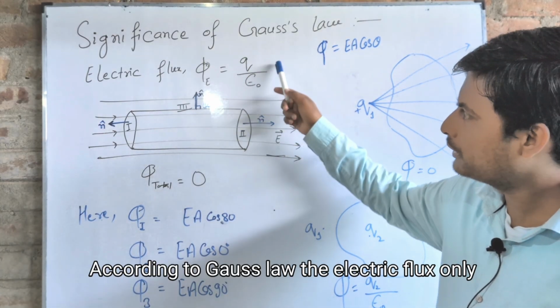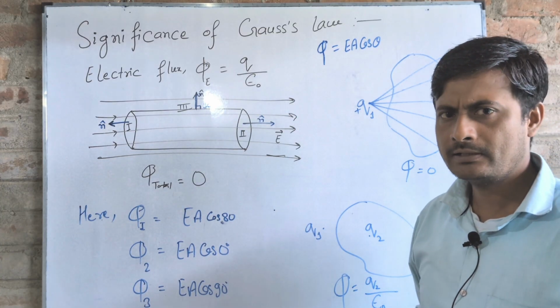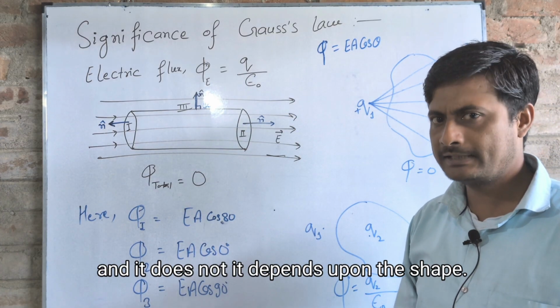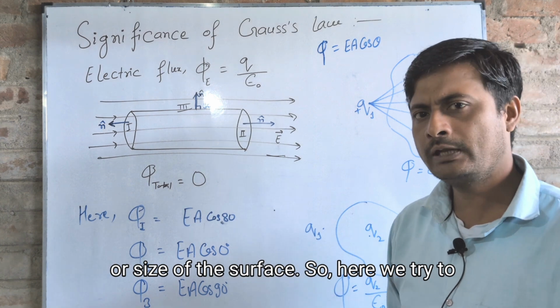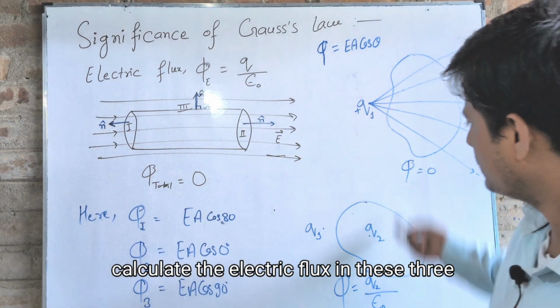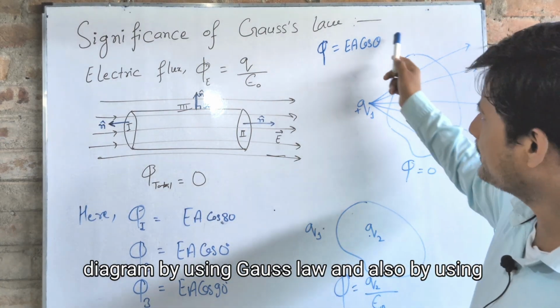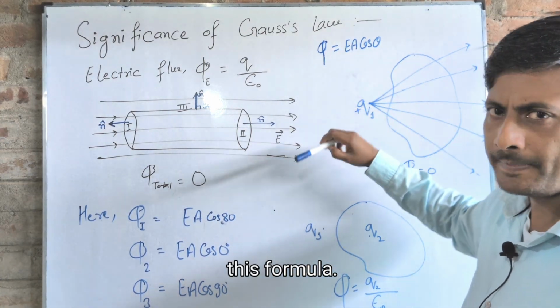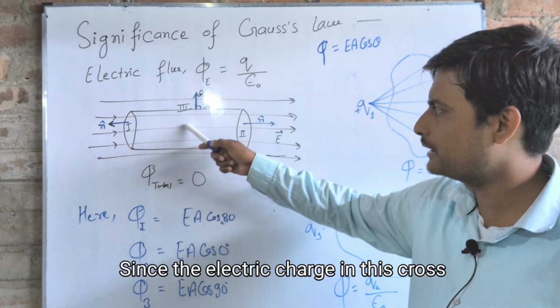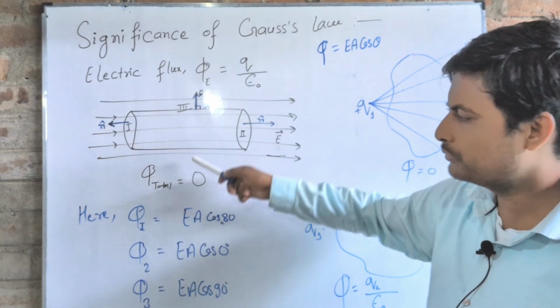According to Gauss law, the electric flux only depends upon the charge enclosed by the surface, and it does not depend upon the shape or size of the surface. So here we try to calculate the electric flux in these three diagrams by using Gauss law and also by using this formula. Since the electric charge in this closed surface is 0, the electric flux will be 0 according to Gauss law.